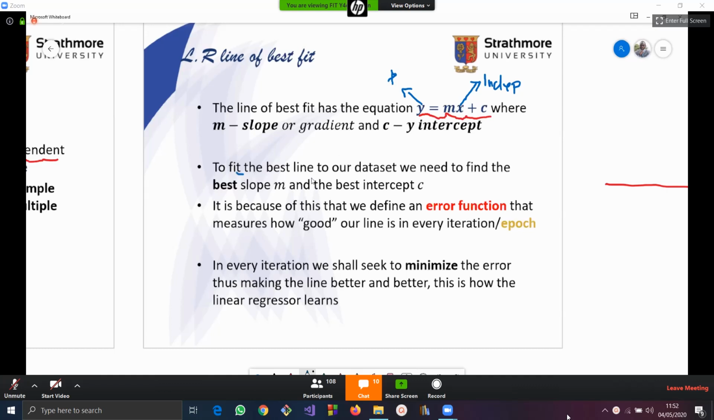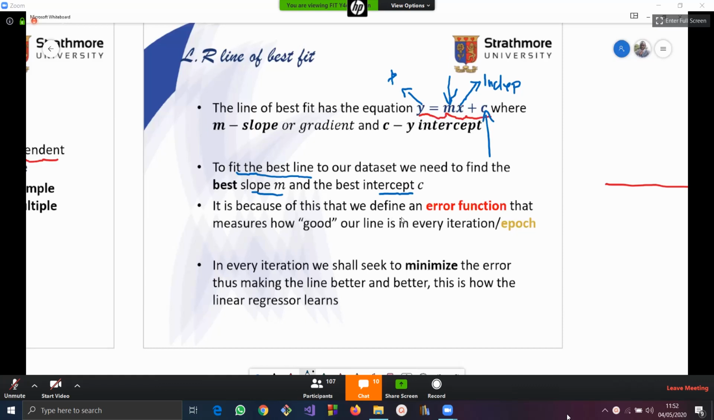To fit the best line to our data set, we need the best slope, number one, and also the best intercept. Those are going to be our two important variables, or should I call them parameters. So the aim of a linear regressor, or a linear regression model, is to learn the best slope and the best intercept. Okay, so we are going to force the algorithm to learn the best M and the best C that well maps or fits to the data set.